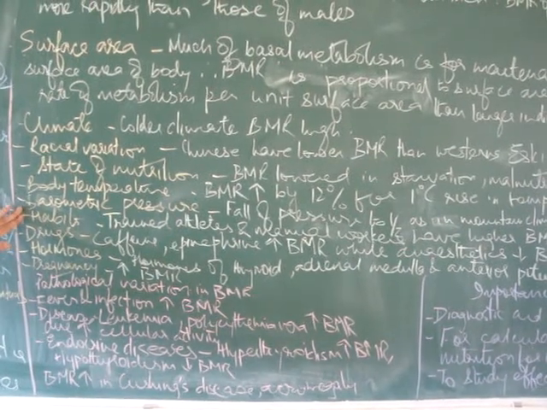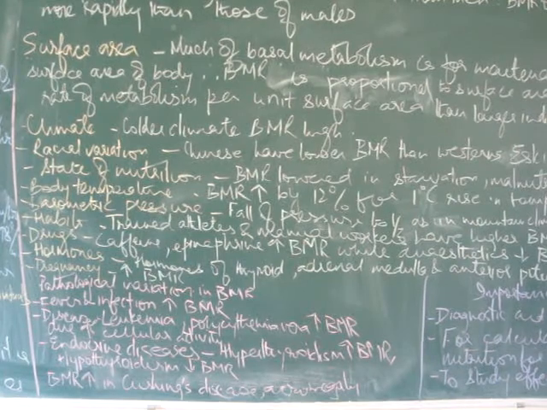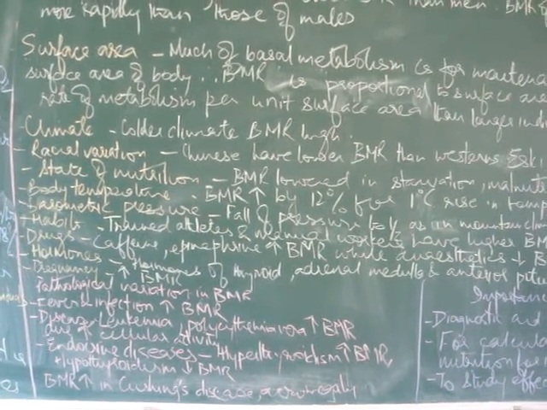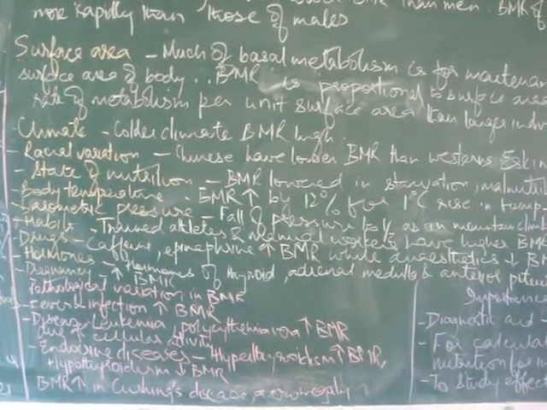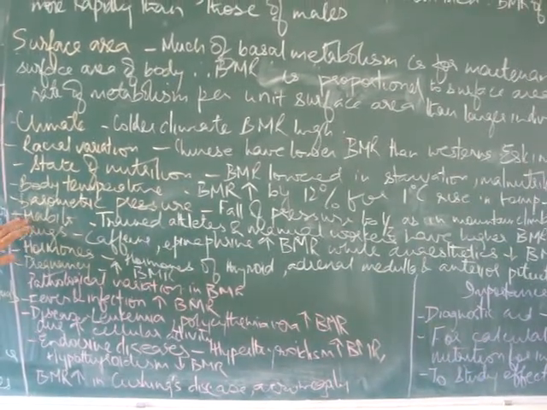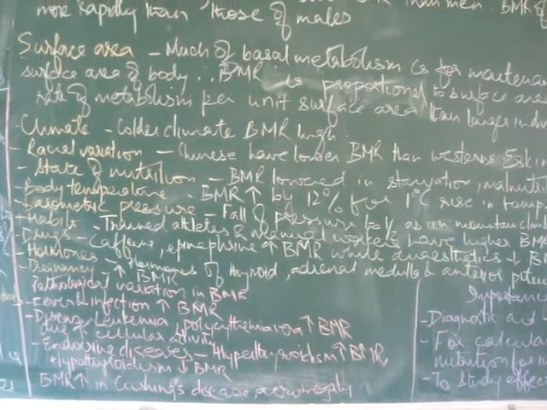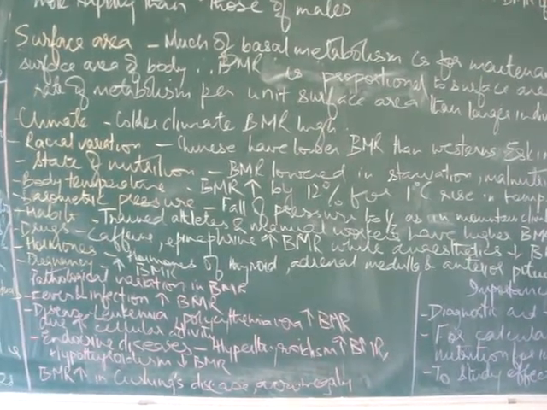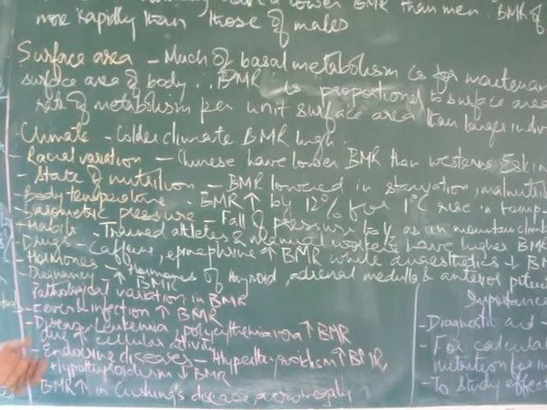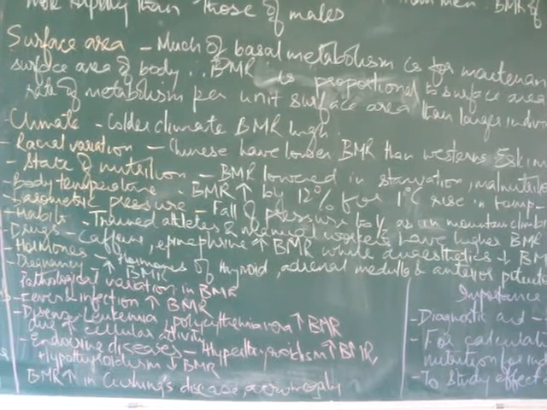Barometric pressure: if a person is climbing a mountain, then oxygen tension at higher levels is low, so BMR increases. But if you keep a person in excess of oxygen tension, then it will not affect BMR. Habits: trained athletes and manual workers tend to have a higher BMR. Drugs like caffeine, epinephrine, etc. increase BMR, while anesthetics lower BMR.